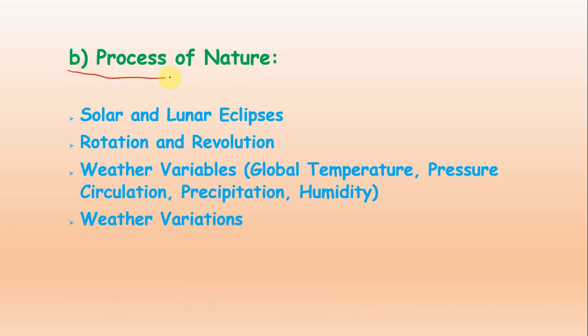B part is the different processes of nature. These are the 4 different processes which are taking place in nature. Number 1 is the solar and lunar eclipses, then rotation and revolution, then weather variables, global temperature, pressure, circulation, precipitation, humidity, weather variations. These are the 4 different processes of nature.